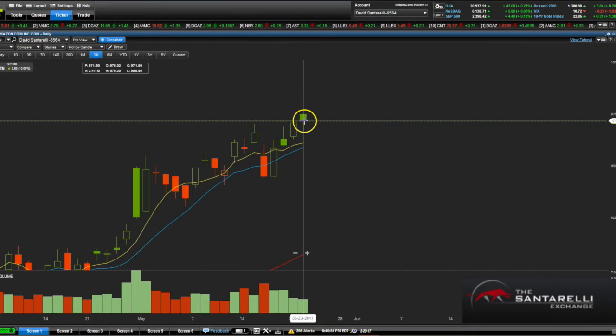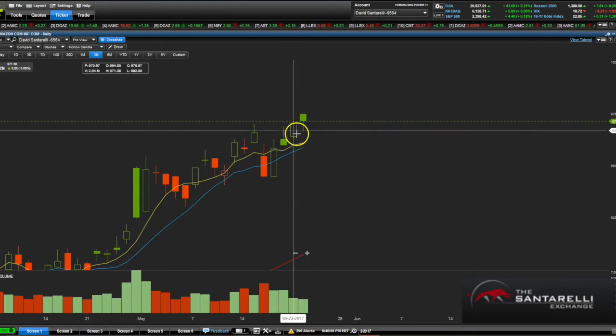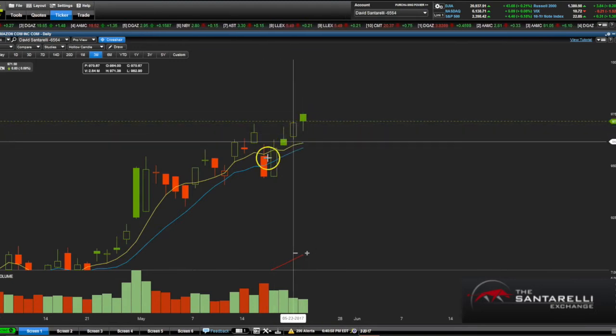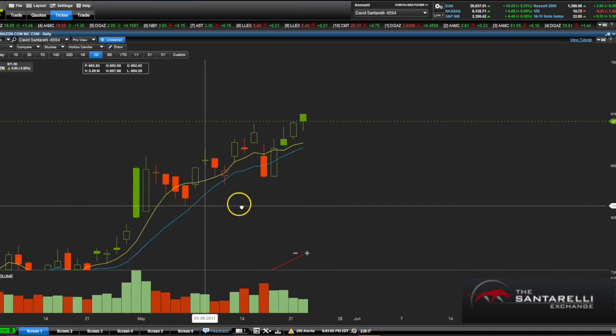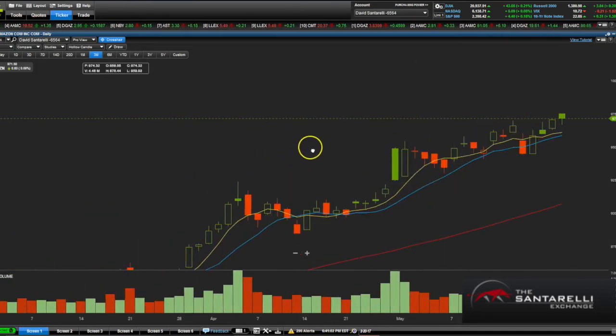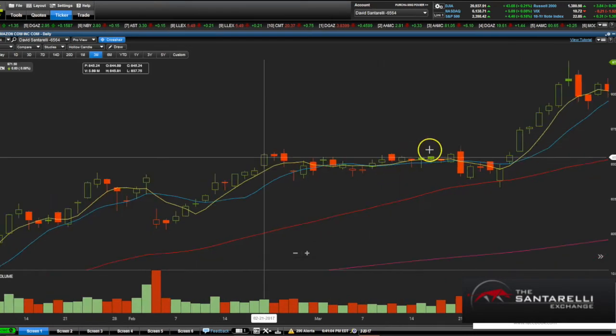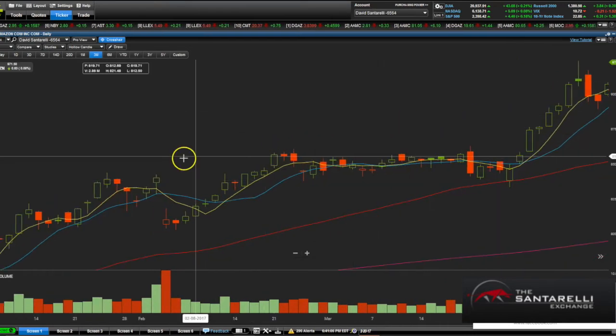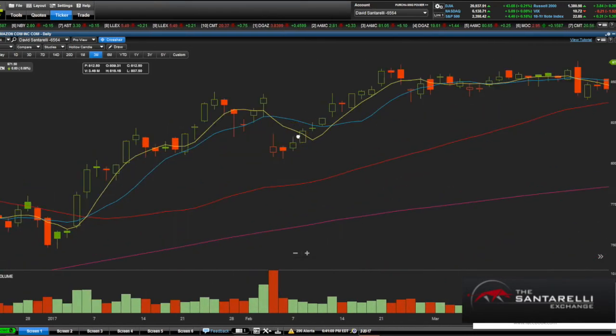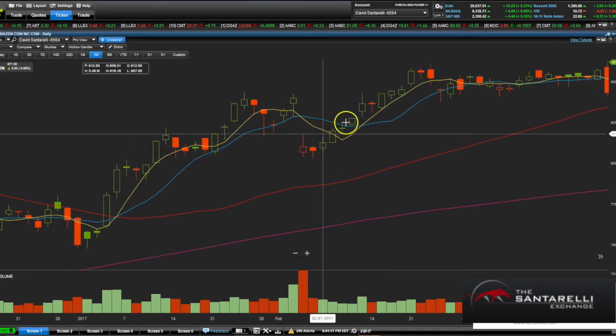Amazon's doing that again here. Amazon's breaking higher. I just got calls today for it actually. So we're going to see how that pans out. But if we go even further back here, we can see this type of breakout and this type of signal that we have. And you see it right here again.